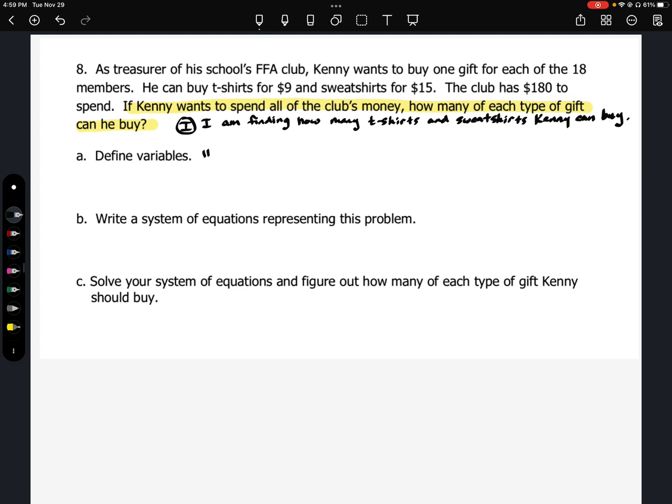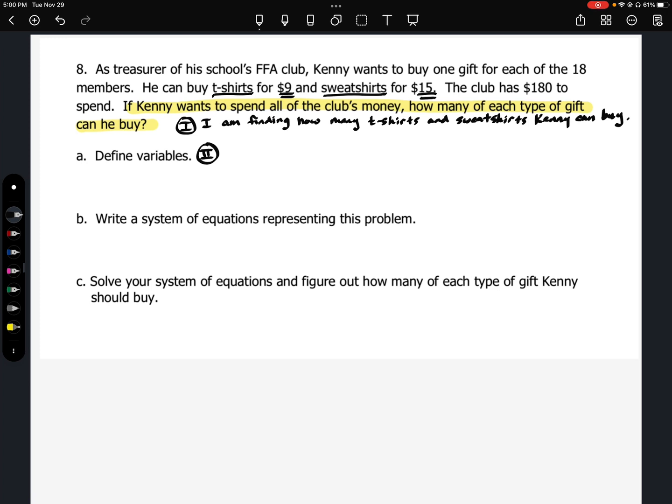Okay, our second step we know is to define our variables. This is where you have to make sure you're using your reading skills. He wants to buy one gift for each of the 18 members, so he's going to buy 18 gifts. He wants to buy t-shirts and sweatshirts. T-shirts are $9 and sweatshirts are $15. What we don't know is how many of each he is going to buy. So we need to define variables that will work for this problem.